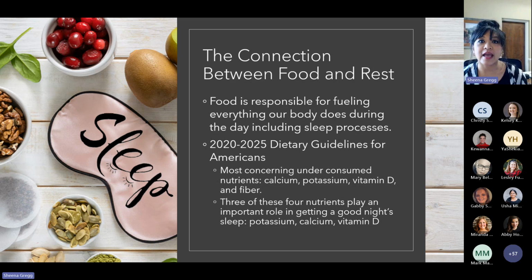When we start thinking about the connection between food and rest, food is responsible for fueling everything that our body does during the day as well as when we're asleep. If you take a look at the 2020 through 2025 Dietary Guidelines for Americans and the nutrients that we have a lot of deficiencies in as Americans, the most concerning underconsumed nutrients are calcium, potassium, vitamin D, and fiber. And three out of these four nutrients really do play an important role in getting a good night's sleep. That's your potassium, calcium, and vitamin D.